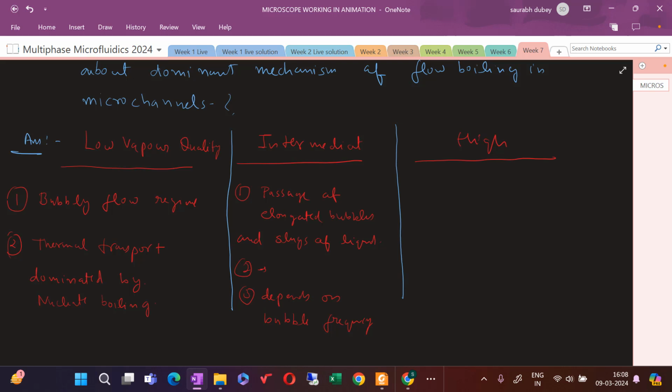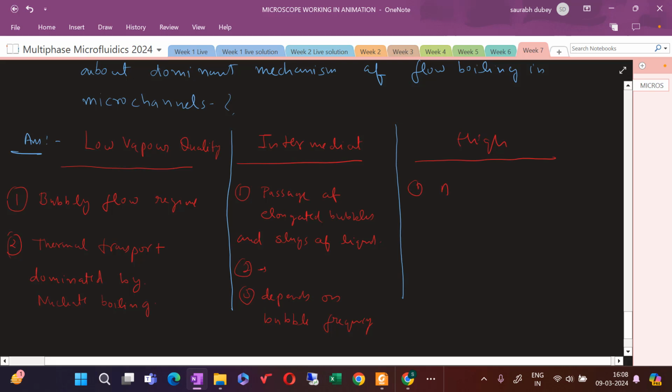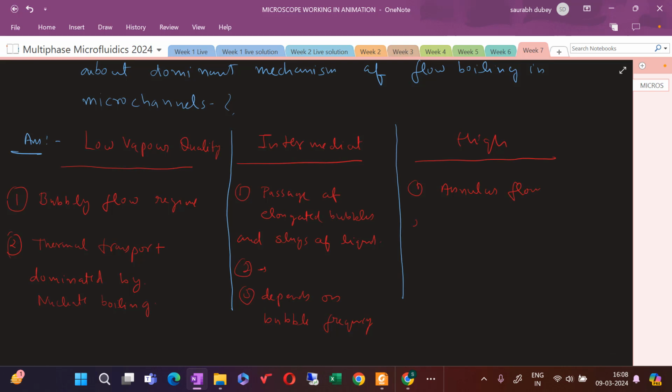The next is, if the quality is high, then you will essentially be in the annular flow regime. And also the heat transfer is expected to be governed by the convection and conduction mechanism involved in evaporation of the annular film. So conduction and convection for annular flow heat transfer.